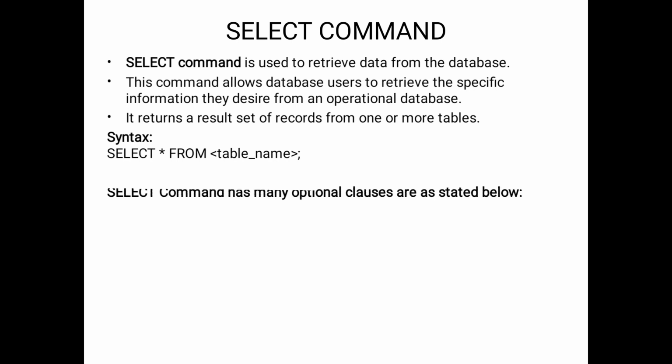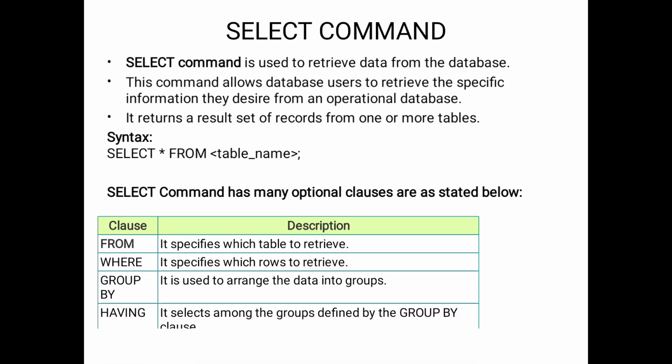Let's see one example. The select command has many optional clauses, as stated below: from clause, where clause, group by, having. From specifies which table we need to retrieve from, and where specifies which rows to retrieve. Group by arranges the data in groups, and the having clause selects among the groups defined by the group by clause.